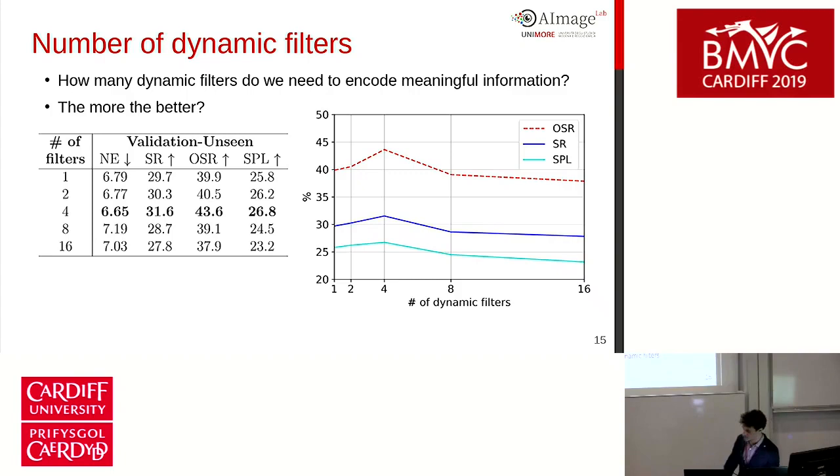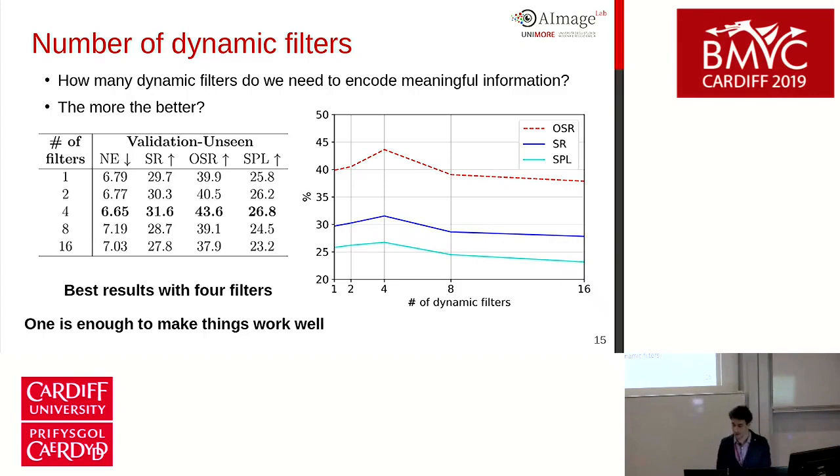Surprise, we only need one filter and one dynamic feature map to make things work well. And the best results are with four filters. So not the hundreds or thousands of filters we would need in traditional convnets. We show some qualitative results for this experiment.